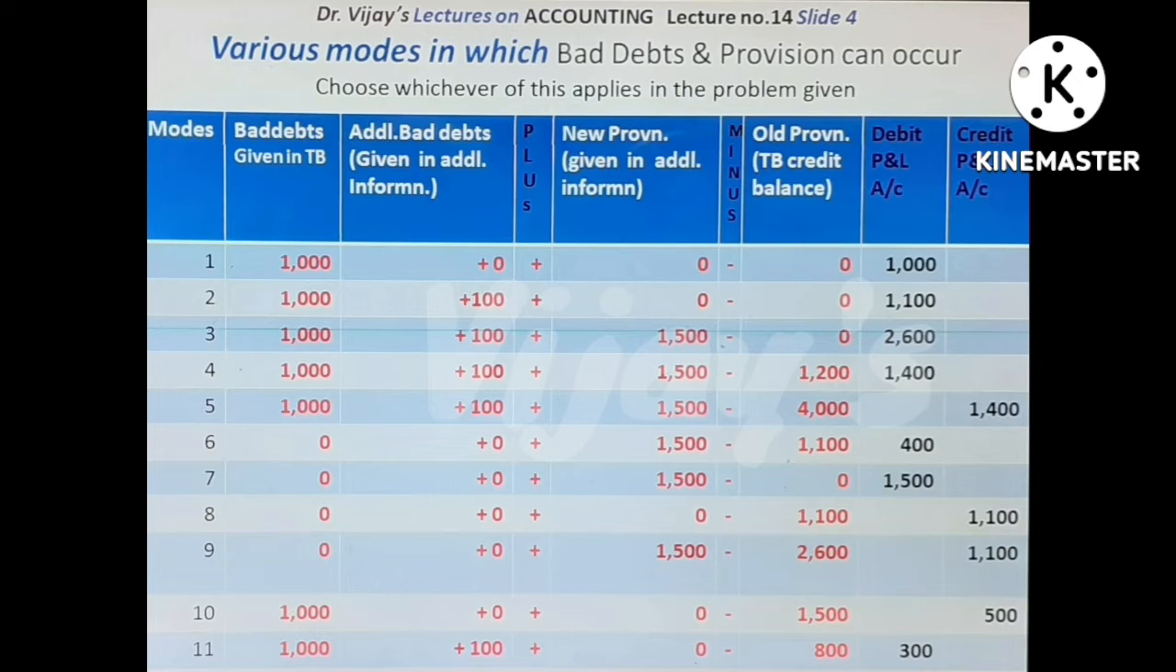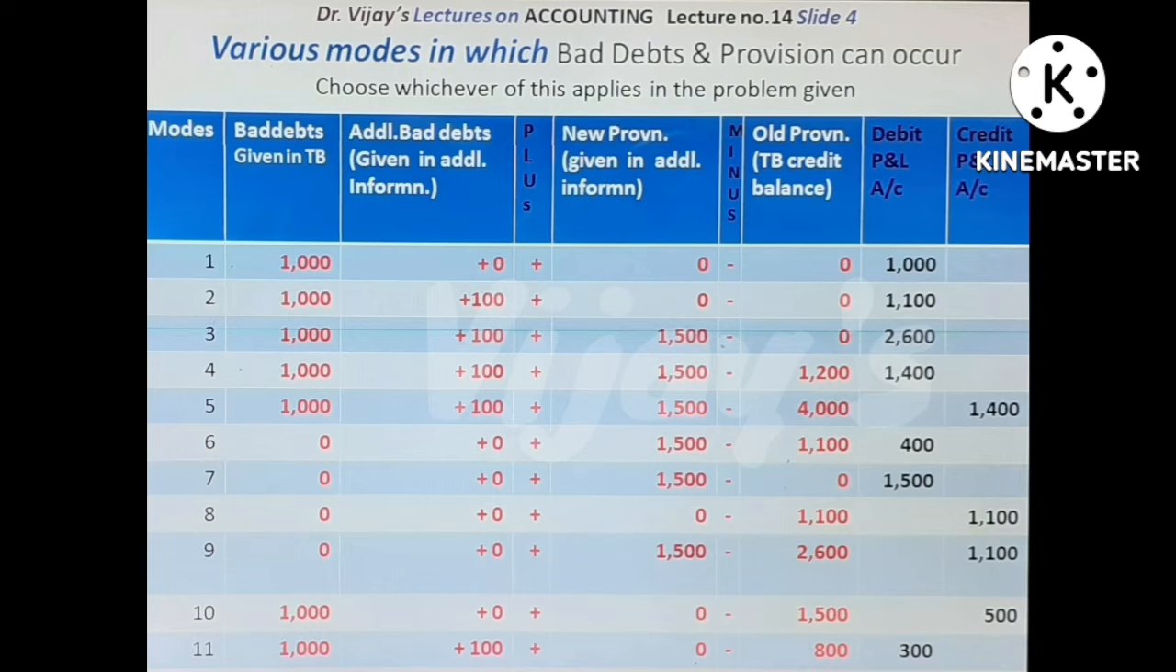And mode 6: no bad debts, no additional bad debts, new provision 1,500, old provision 1,100. So out of new provision required is 1,500, old provision was only 1,100, 400 more is needed to make that old provision equal to 1,500. So in profit loss account deficit 400. From balance sheet in sundry debtors 1,500, new provision to be subtracted.